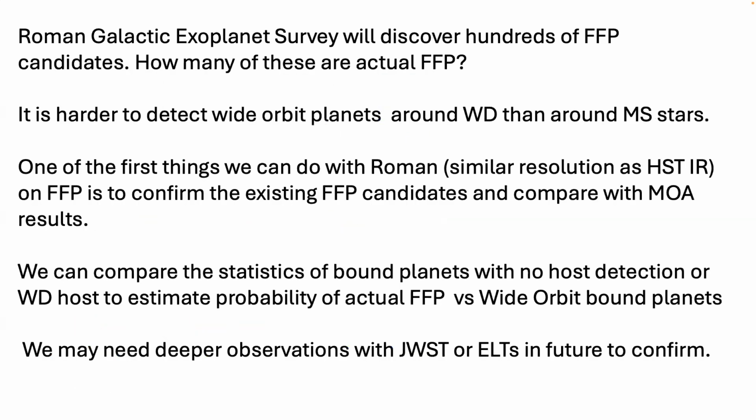So with that, my final slide is that the next talk is about the Roman Galactic Exoplanet Survey, and it will discover hundreds of FFPs, and we need to make sure to know how many of these are actual FFPs, because we already know it is very hard to detect wide orbit white dwarfs compared to main sequence stars. One of the first things we can do when Roman data starts coming in, because Roman will have similar resolution as HST-IR, is to confirm the existing FFP candidates and compare them with MOA results.